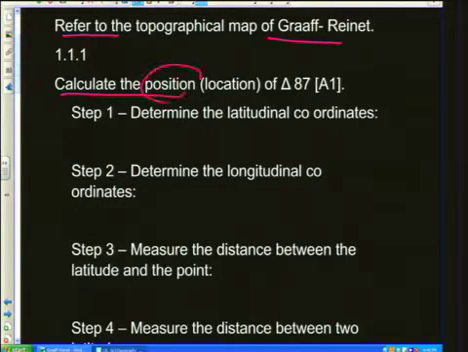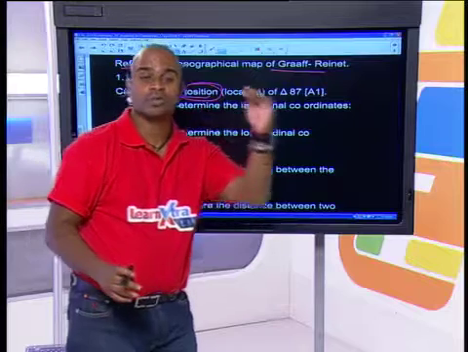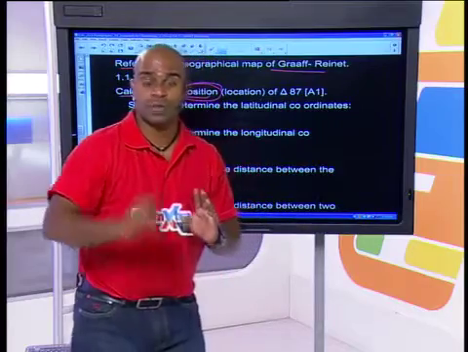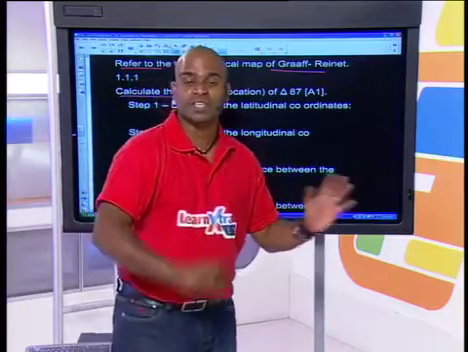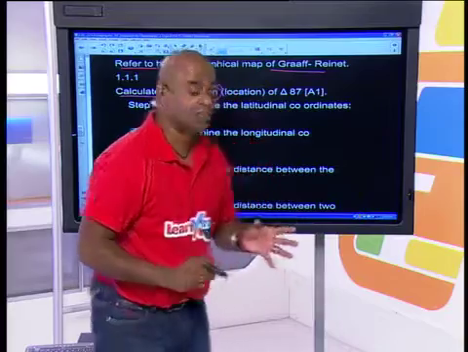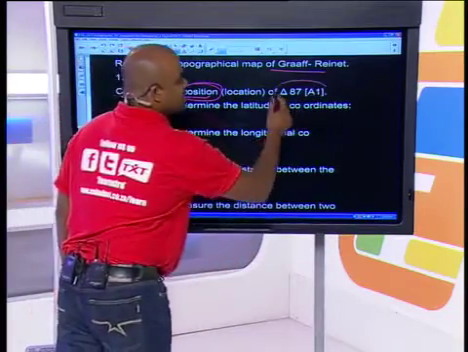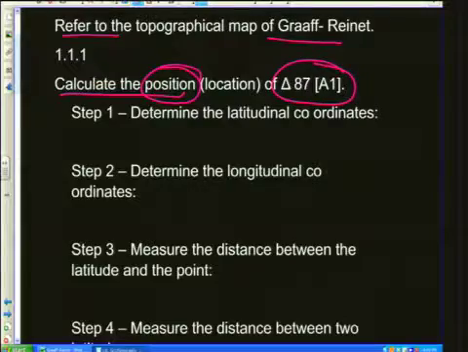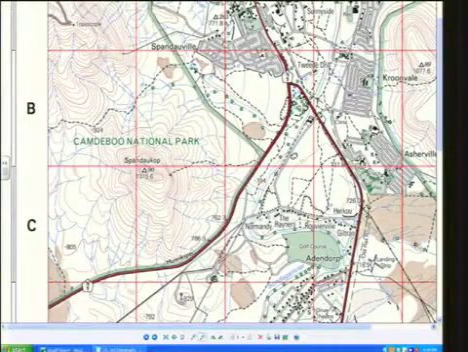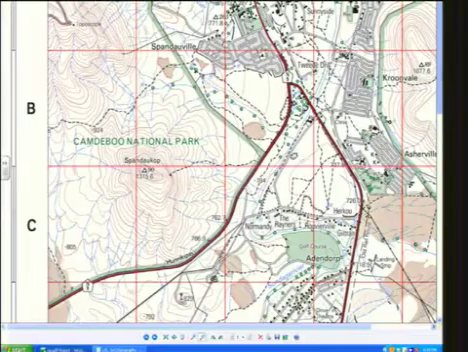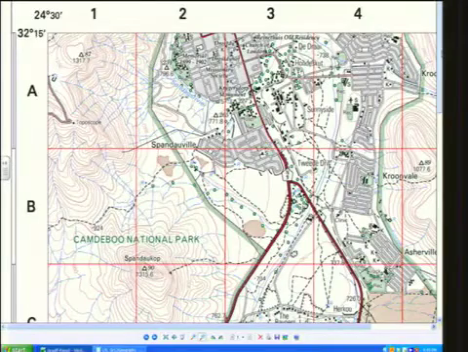Calculate the position, and note always your position is calculated in terms of its relation to the equator, which is south. We are south of the equator, and the Greenwich meridian. We are east of the Greenwich meridian. Of Trig Beacon 87 in block A1. And for this example, we're going back to Graaff-Reinet. And let's go up here. And there's block A1.